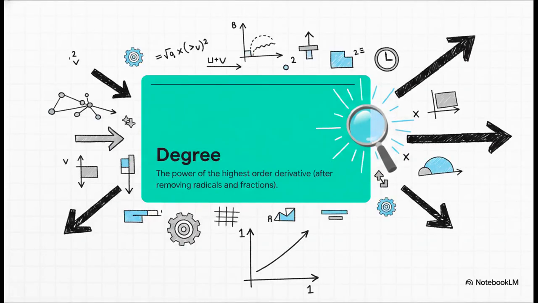And right alongside order, you've got degree. This is just the power of that highest order derivative. It gives us a few more subtle clues about how complex the relationship is. For today, most of the cases we'll see will have a simple degree of 1.